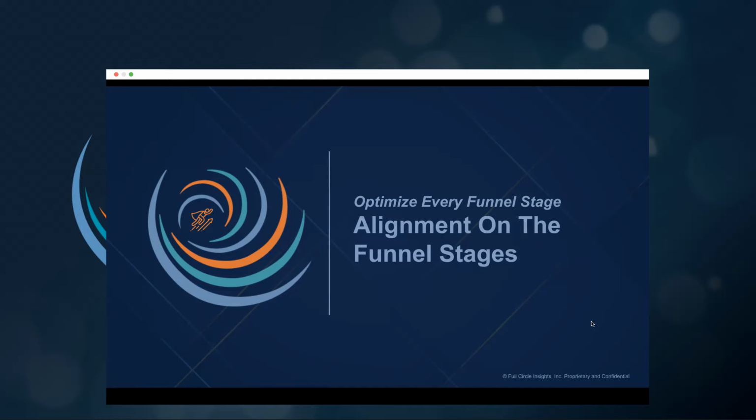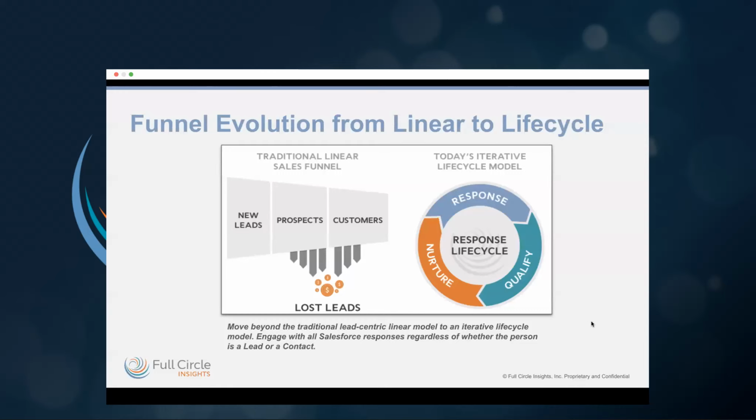Let's talk about alignment on those funnel stages. First things first, this traditional view of a sales funnel as a linear thing isn't really accurate, right? People, inquiries, leads, contacts, accounts, whatever you want to call them, they don't follow a linear path all the time. And so what tends to happen when you think about your marketing, your go-to-market strategies, as a linear path is you begin to lose some of those people. They fall out of the process. Now, you're never going to get 100% of them. We all know that too.